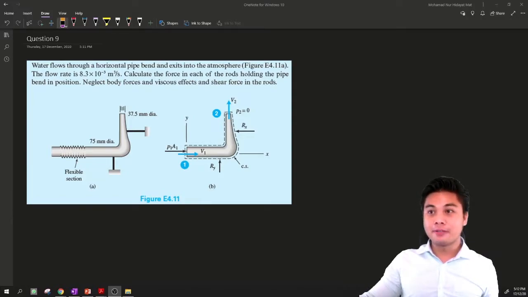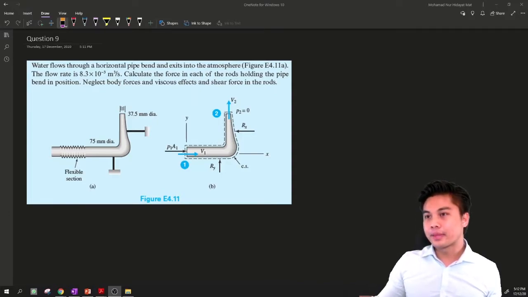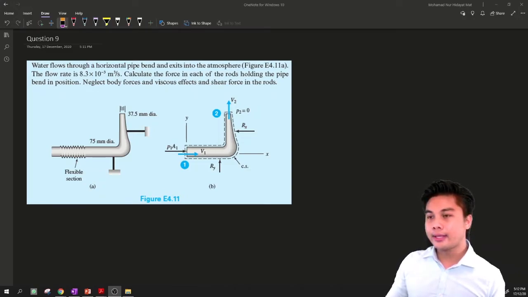Today we're going to solve this question. Water flows through a horizontal pipe bend that exits into the atmosphere, as shown in the figure. The flow rate is 8.3 × 10^-3 cubic meters per second. Calculate the force in each of the rods holding the pipe bend in position. Neglect the body forces, viscous effects, and shear force in the rods.